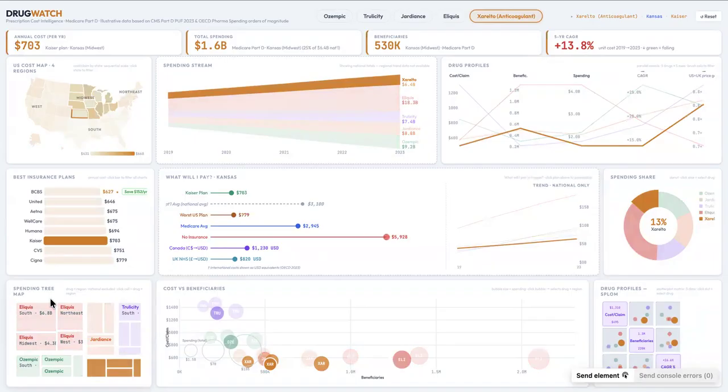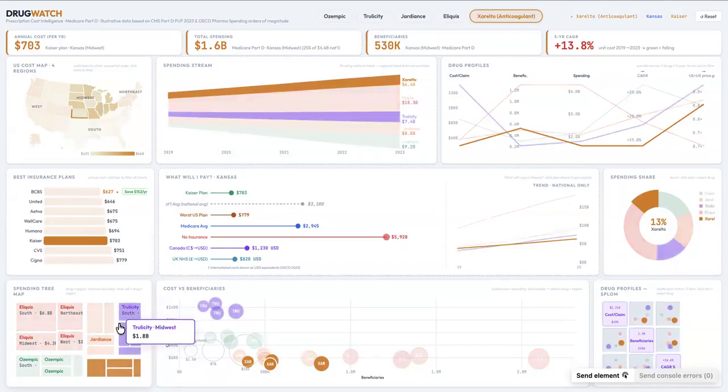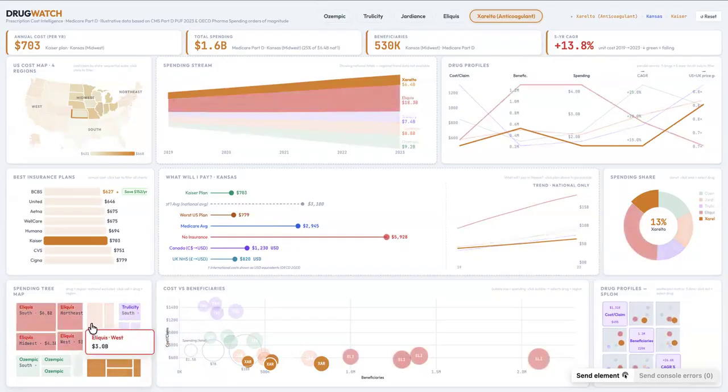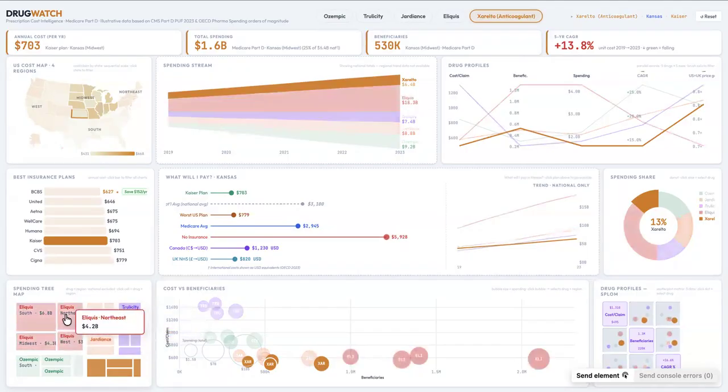PMAP visualizes drug spending by region, excluding national data, to show regional breakdowns. Each rectangle has a different spending magnitude, and color indicates the drug. This reveals that the South region, for Eliquis, has the highest spending overall due to its large beneficiary population.